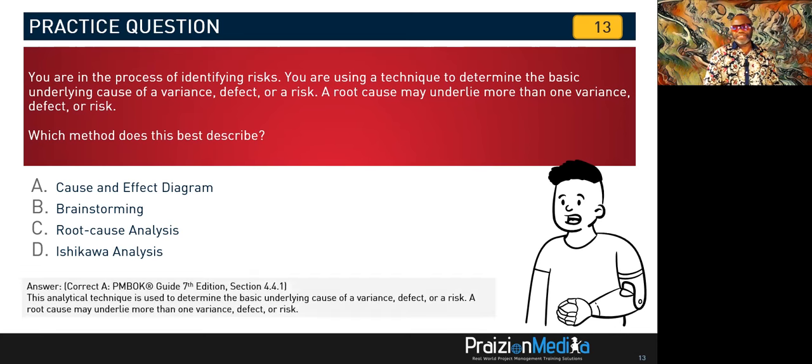Is it unfair to have D in there? You could look at it like that, but on the exam, you're going to have two. Which one is more correct? Have you ever heard Ishikawa analysis? No. So this is a cutout of chapter 7. This analytical technique is used to determine the basic underlying cause of a variance, defect, or risk. A root cause may underlie more than one variance. A classic cutout of cause and effect diagram or Ishikawa diagram. Okay. Cause and effect diagram, not Ishikawa analysis. That one was harsh. All right, next one.